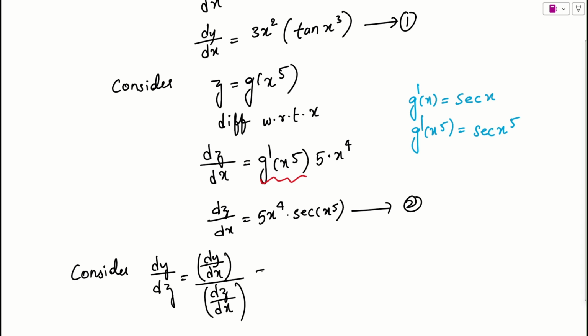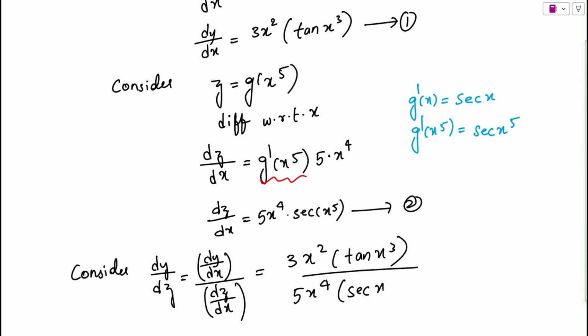This is the formula. So what we can do, dy from equation number 1, I can actually write it as 3x square times tan x power 3, divided by 5x power 4, and this will be secant x power 5. Is it okay? Yes. If you have any doubts, just let me know.